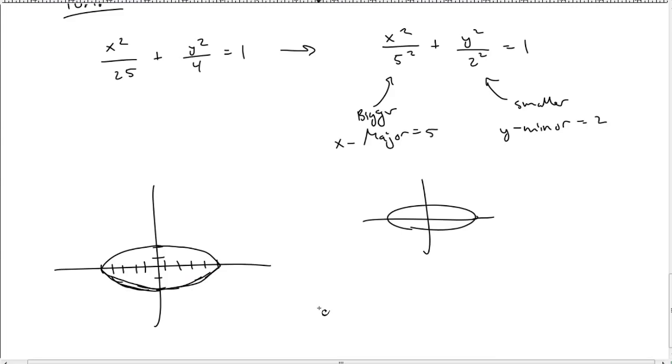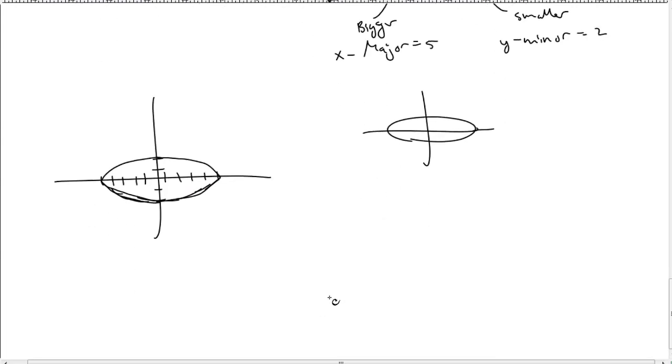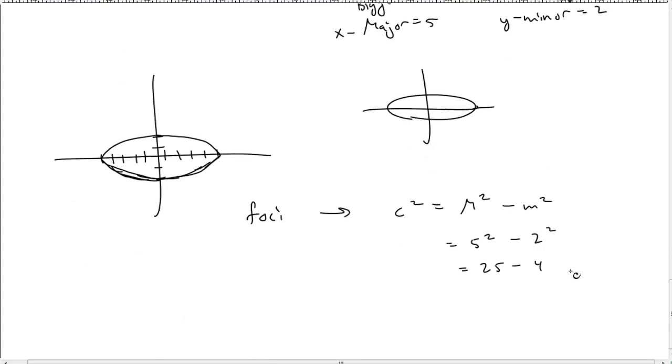Awesome. Well, they want one other thing, which is the foci. They're always going to be asking for the foci. And so c squared is equal to the major squared minus the minor squared. I have those numbers. That's going to be a 5 squared minus the 2 squared. And it's funny because you could have just taken the original denominators. You don't have to always write this. You could just go immediately 25 and 4, 25 and 4.